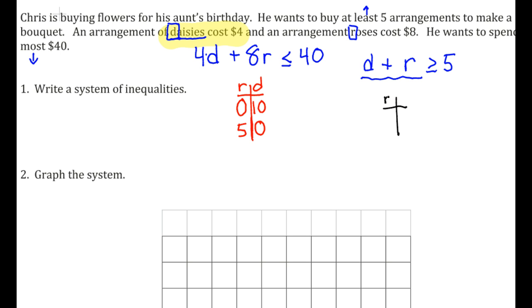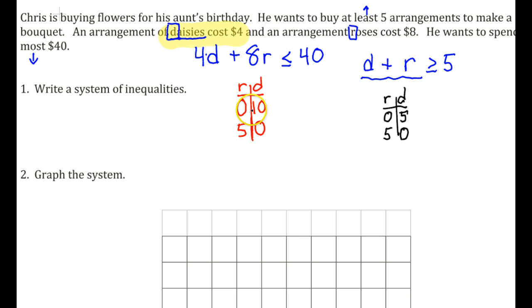This one's a little bit easier. If I don't get any roses, how many daisies can I get? I have to get at least 5. If I don't get any daisies, I have to get at least 5 because we had to get 5 or more. And use these coordinates to go ahead and graph.